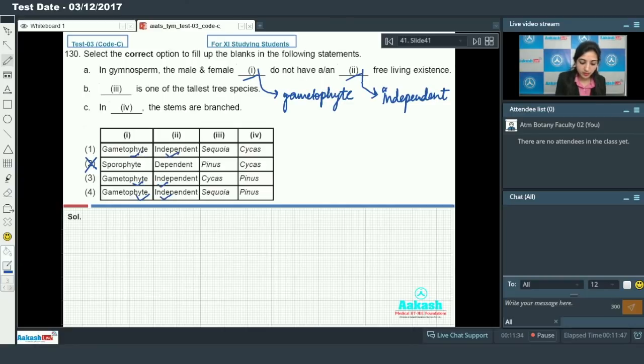Now you have to identify which of the first, third and fourth options is correct. Dash is one of the tallest tree species. Sequoia is one of the tallest tree species. It cannot be Pinus, it cannot be Cypress, it is Sequoia. So it means one of the first and fourth options; third is ruled out. In dash, the stems are branched. Does Cypress have branched stems or Pinus? In Pinus, stems are branched. So first option is ruled out. This is Pinus. So answer to this question is option number 4. Moving on to the next question.